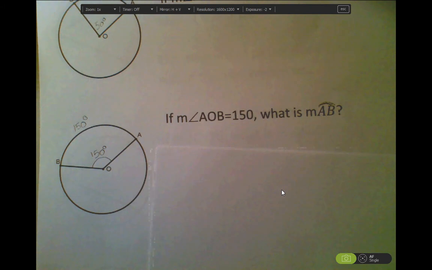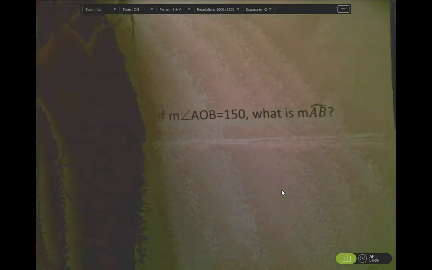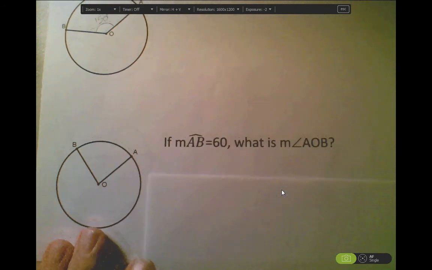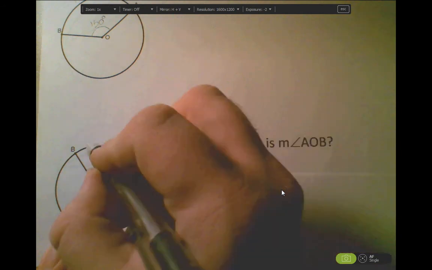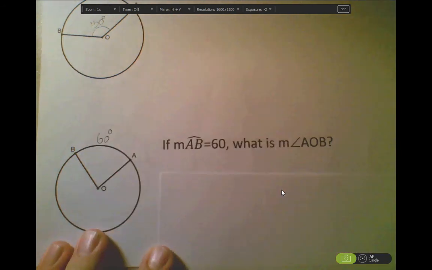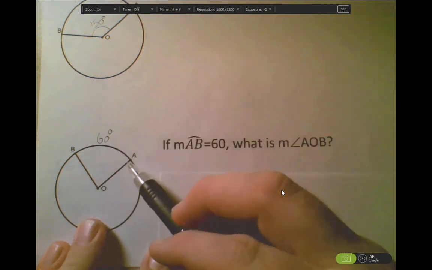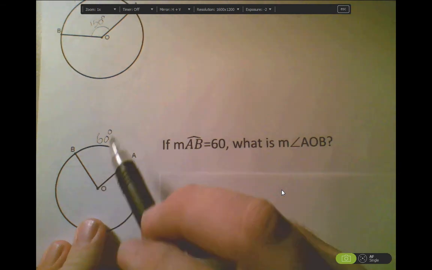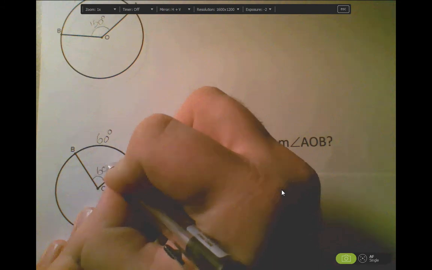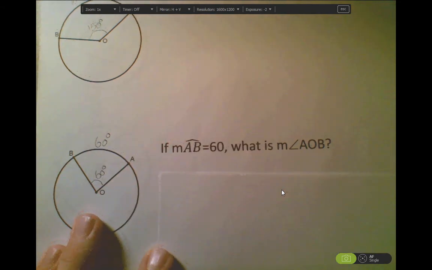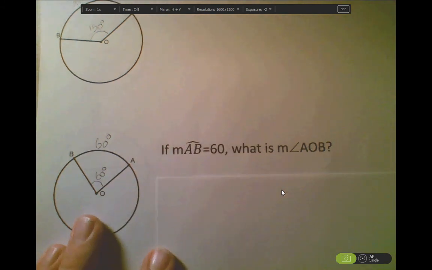Now, this whole theorem works in reverse as well. So if, instead of giving you the angle, I gave you the arc, and said the measure of arc AB is 60 degrees, and I want to know the measure of angle AOB, I know that those two things are equal. So therefore, this here must be 60 degrees. Easy concept. Make sure you understand that the central angle is equal to the intercepted arc.